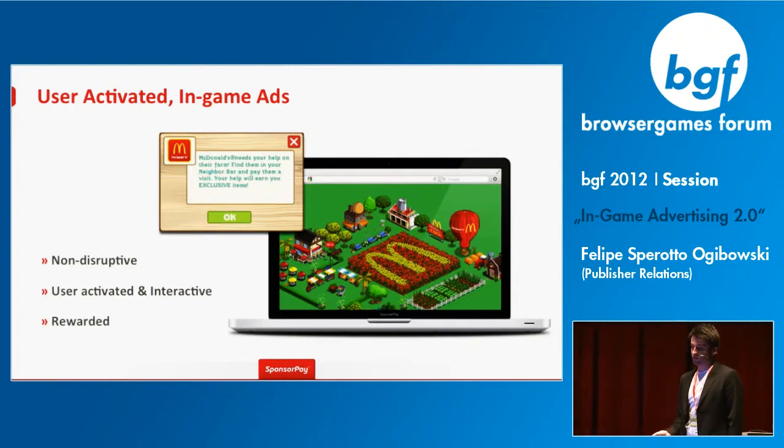It's user activated, so the user decides if he wants to interact with the advertising, which is an in-game advertising in this case, and it's also rewarded. So once the user helped out in the farm, he received that little red balloon to keep. It doesn't do anything, but it looks good. And for a limited period of time, everything became easier within the game. So it was a boost. They were able to do things faster within the game.